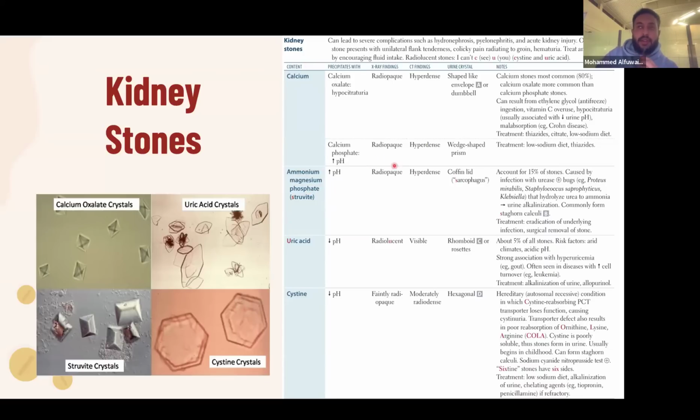It's radiopaque. However, you're not going to really diagnose it through X-ray. It's hyperdense on imaging, obviously. Now, for the urine crystals, it looks like a coffin lid, okay?